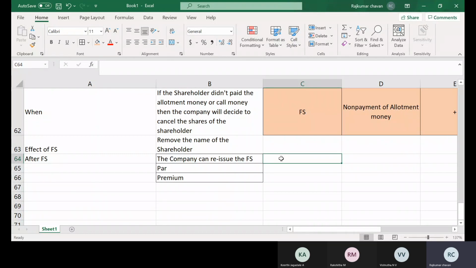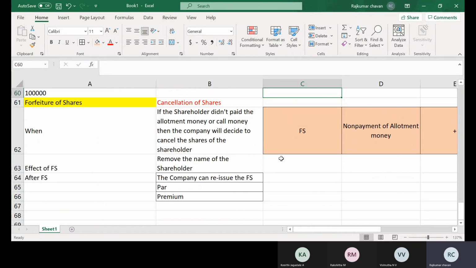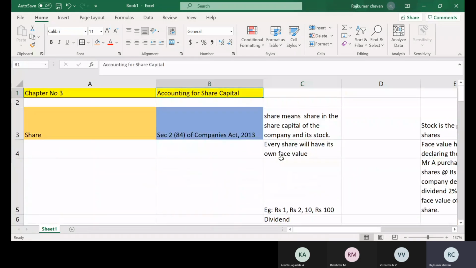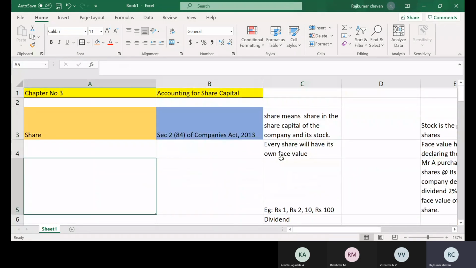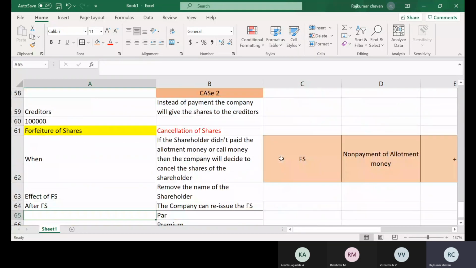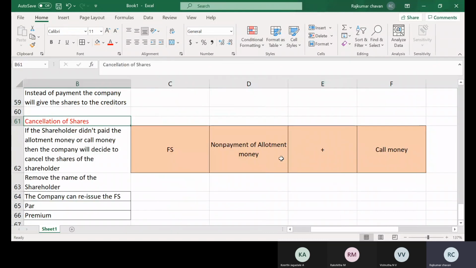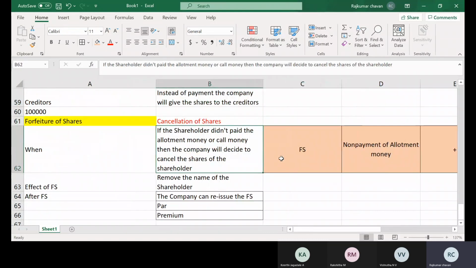So this was all about shares. We started with how the company issues the shares, and finally we end with how the company forfeits the shares. Please do read it in between. I have derived the concept, everything is within that only. If you have understood, then it will become very easy for you to interpret. Okay.